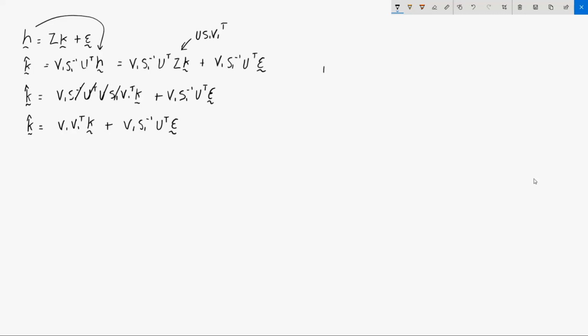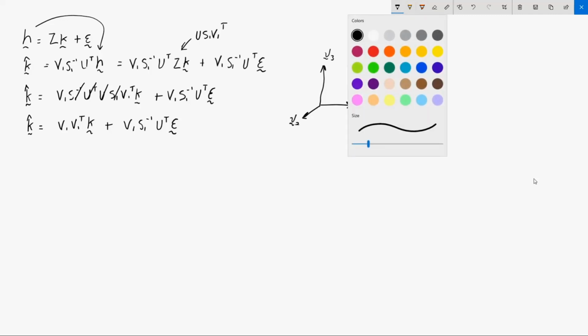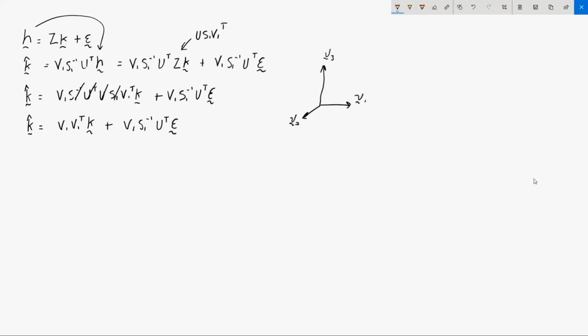So let's come back to the picture we've been using of our three-dimensional parameter space. Little v1, little v2, and little v3, the vectors which span it. Here's reality, which we will never know, our unknown K vector.